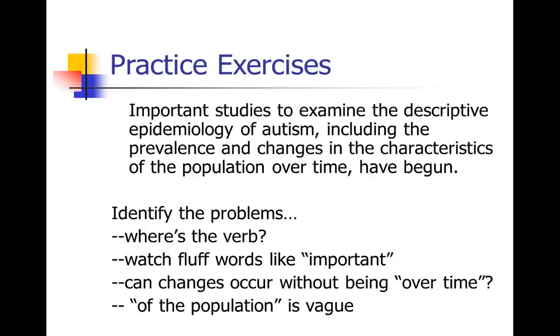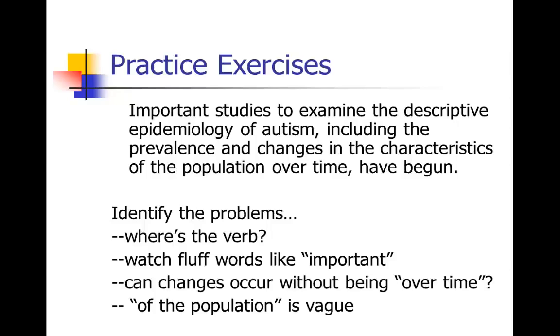And then at the end of the sentence, we get this, in the characteristics of the population. Well, that's very vague. Of what population? Unless you're going to specify a particular population, then of the population is just too vague in general to add anything. It's just extra words then. You might as well cut it.